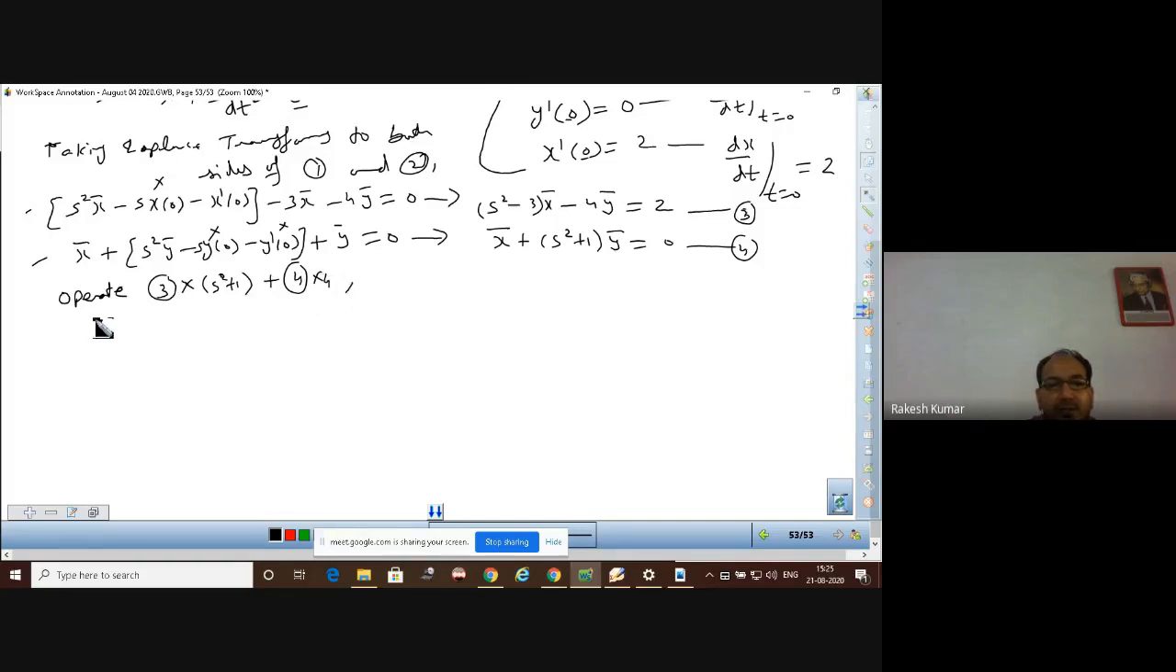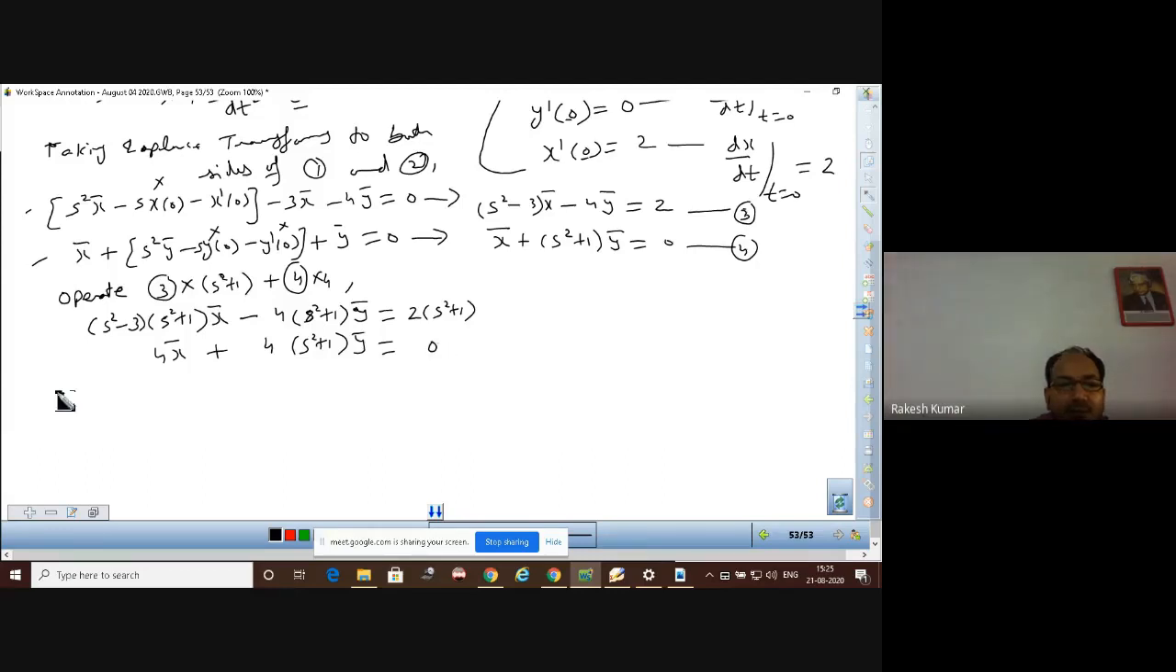What we shall get? So in the first equation, (s² - 3)(s² + 1) x̄ minus 4(s² + 1) ȳ is equal to 2(s² + 1). And in the second equation, you will write 4x̄ plus 4(s² + 1) ȳ is equal to 0.